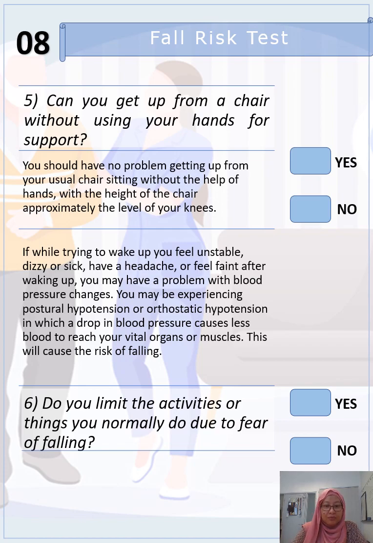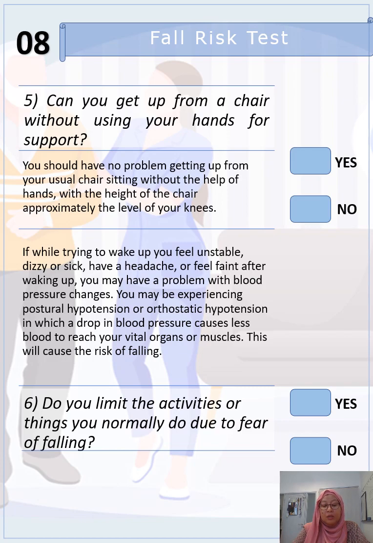So let's continue with the 4-risk test. Now, the question is, can you get up from a chair without using your hands for support? Okay, so again, we have 2 situations here where they have to answer either yes or no. You should have no problem getting up from your chair without the help of hands, with the height of the chair approximately the level of your knees. So here, if they don't have risk of fall, they should answer yes.